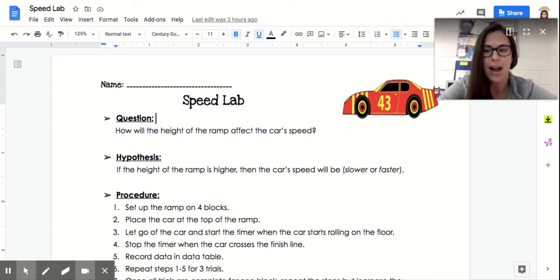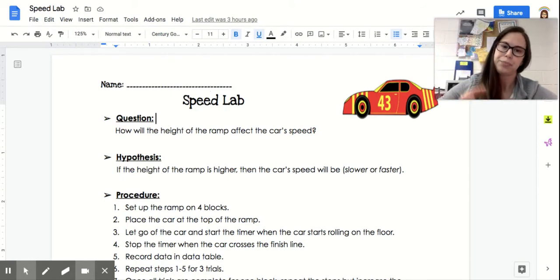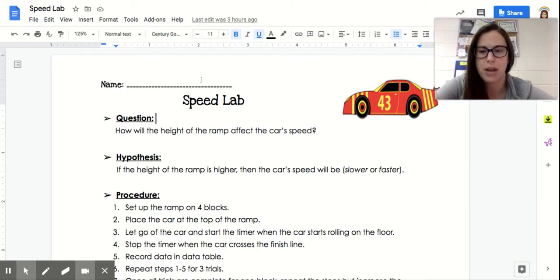So today you are actually going to conduct your own speed lab. So we did the scooter races and you're going to do something very similar to that. However, you're going to do it with your group. So go ahead and find your lab write-up. Make sure to write your name at the top.